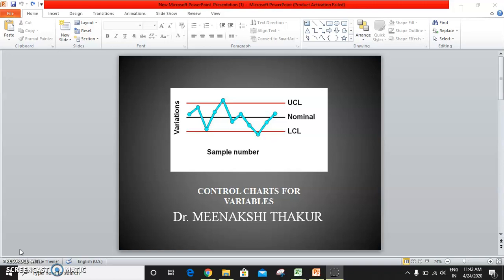In this session also, we will explore the X-bar chart again, but here we'll try to understand how we are going to prepare the control chart for the mean when the process variability is unknown. Here we will consider the sample range as an estimator of process standard deviation to demonstrate the control chart for mean using a specific problem.